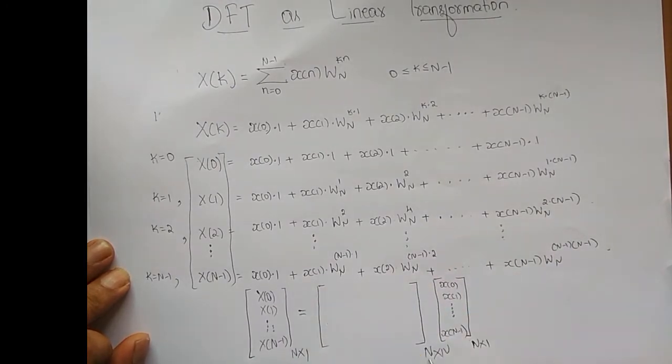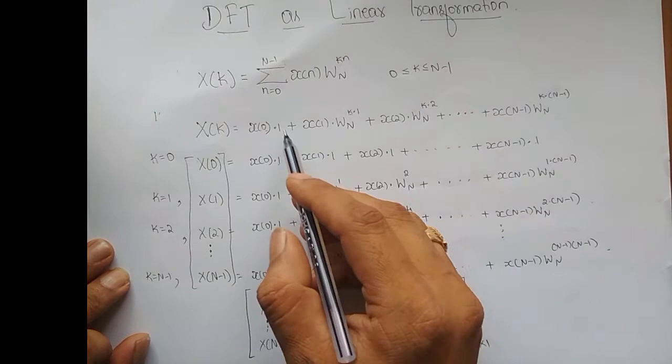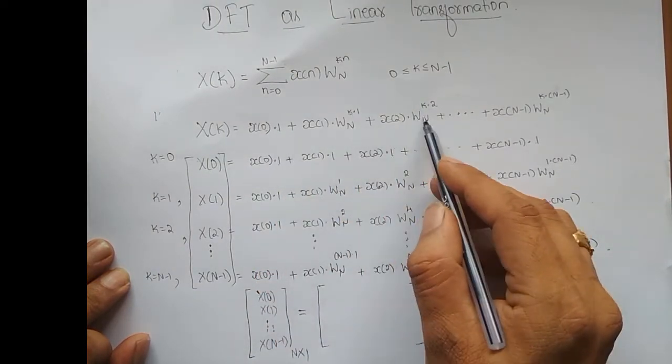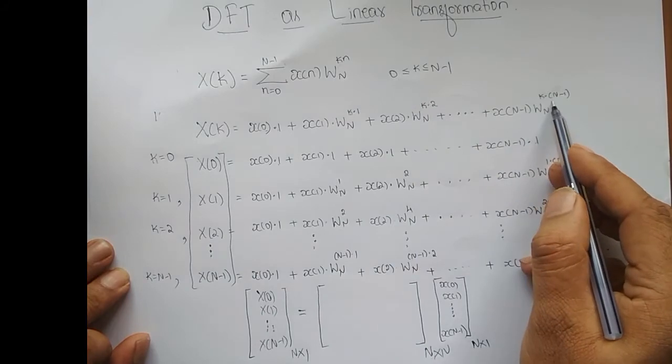And what about this N cross N matrix? This N cross N matrix is 1, W_N power k, W_N power 2k, W_N power k times N minus 1.